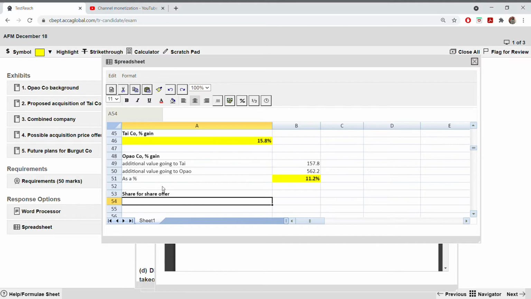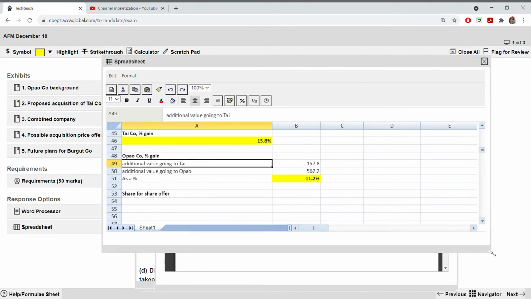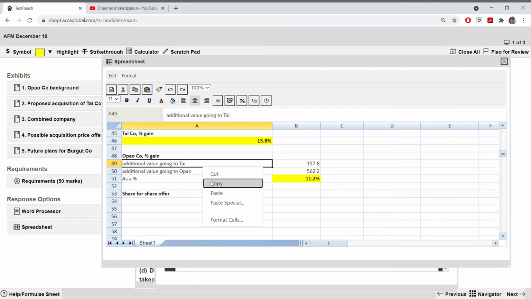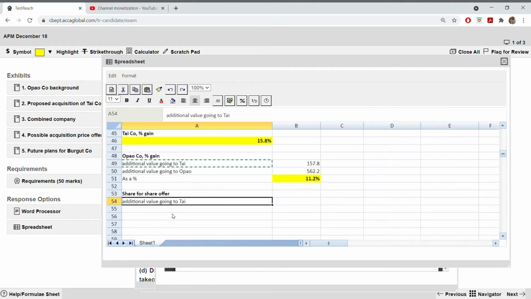They have told us the percentage of the additional value, so we can just copy and paste it here. Additional value going to Thai, or you could say share of additional value, because it is the percentage.